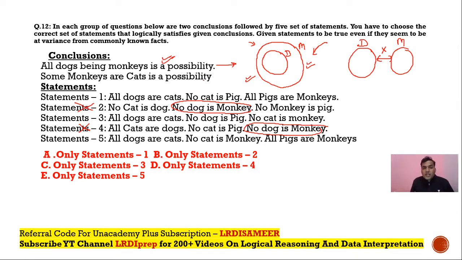And look at the second conclusion. I also need to make this as a possibility that all monkeys are cat. All monkeys are cat means the circle of monkey should be inside the circle of cat. This would be the Venn diagram of this second conclusion. Now, if I'm looking for the exception of this conclusion, I need the statement where it is mentioned that no monkey is cat. So if in a statement it is mentioned that no monkey is a cat, straight away this option will be eliminated.